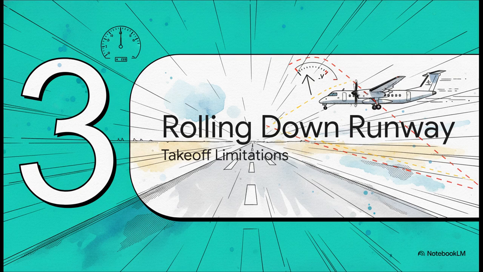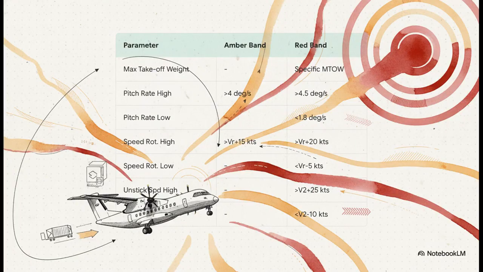We are officially cleared for takeoff, so let's accelerate straight into our strict takeoff parameters. I really want you to notice how our pitch rates and rotation speeds escalate systematically from amber warnings straight into red critical limits as we rotate off the runway. First up, exceeding the aircraft-specific maximum takeoff weight, instant red.